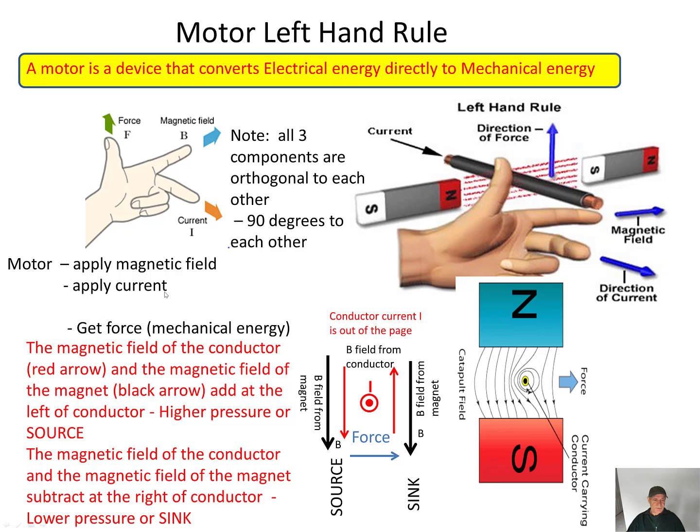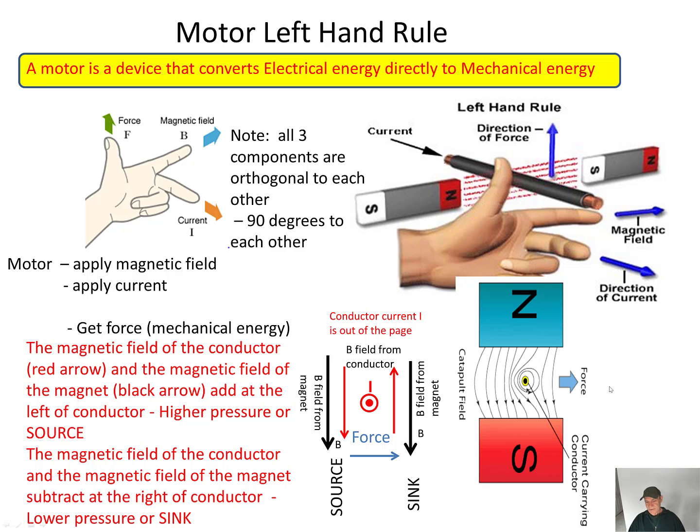The magnetic field of the conductor is shown by the red arrow. This diagram shows you a conductor inside of a magnetic field, and the field produced by the permanent magnets is shown by the black arrows. The magnetic field of the conductor, red arrows, and the magnetic field of the magnet, black arrows, add at the left of the conductor, which is equivalent to higher pressure or a source, and subtract at the right of the conductor, which causes a lower pressure or equivalent to a sink. Where the fields add up on one side and cancel on the other, you get a force in that direction.